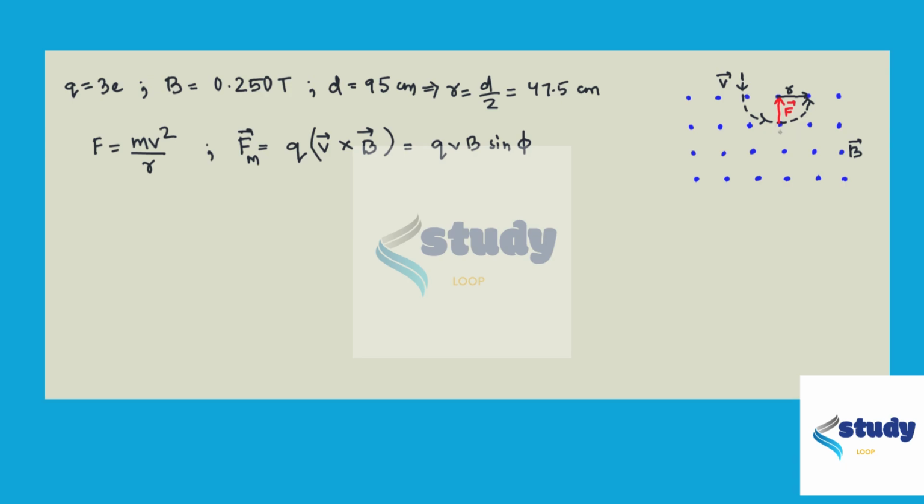So here phi is 90 degrees, because the magnetic field is outwards from the screen and the velocity is on the plane. So this is equal to Q times V times B. Now, going with the right hand rule, if the charge is positive, the force will be in this direction, and if the charge is negative, the force will be in this direction, which is the same as the centripetal force over here.